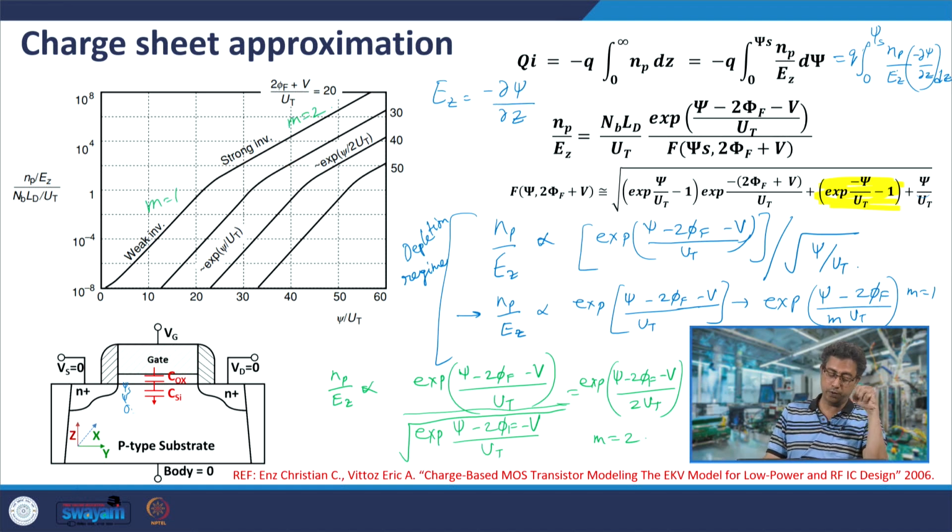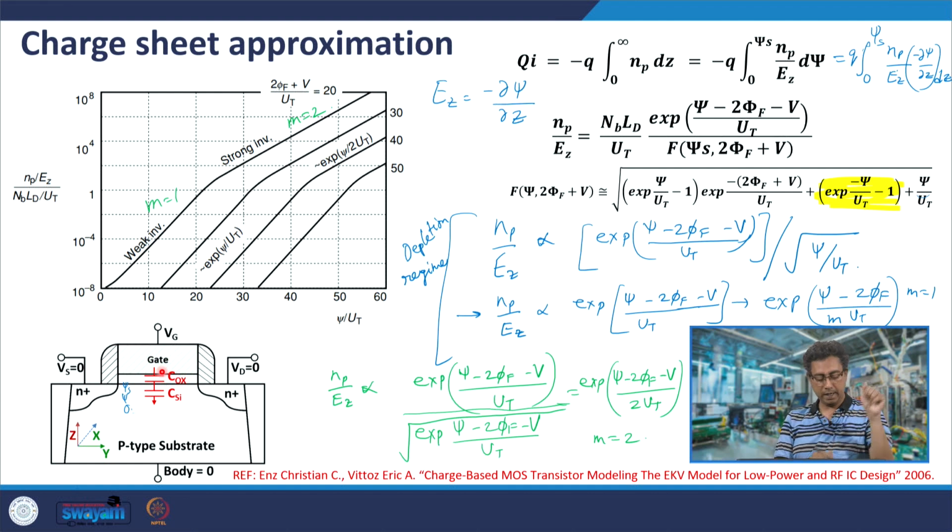So, what you see is that as you change the value of chi, that is, as the value of potential reduces when you go from the interface towards the neutral region, you would find that in moderate inversion or weak inversion, the rate at which the inversion charge density falls is stronger than what happens in strong inversion.